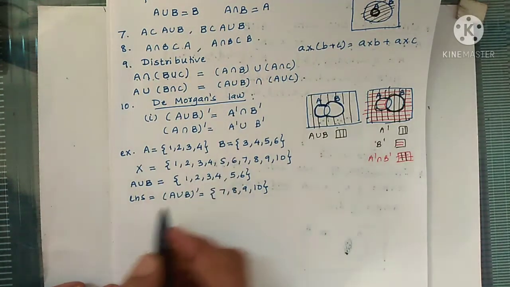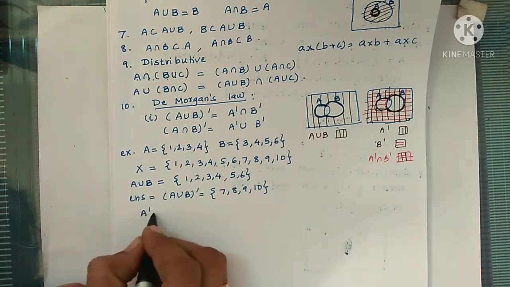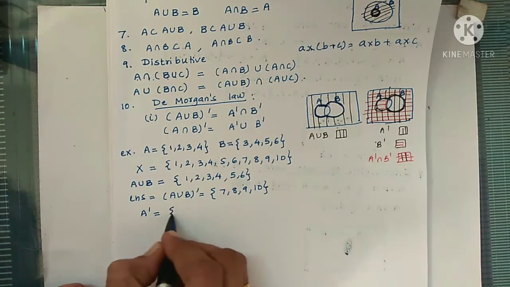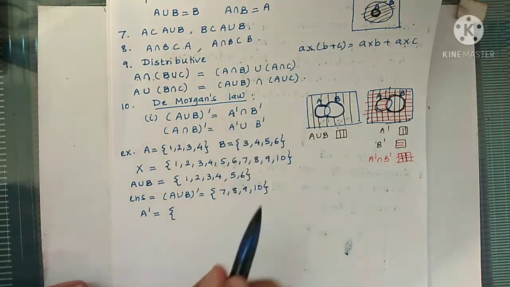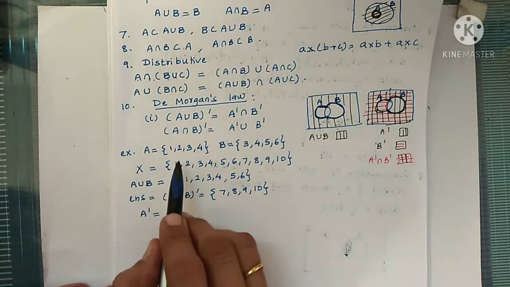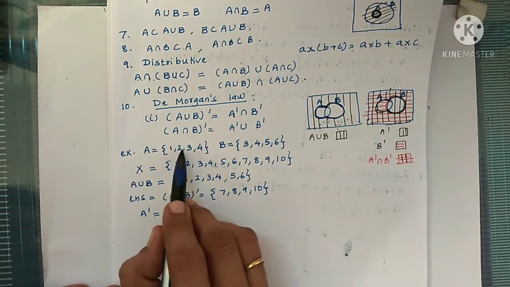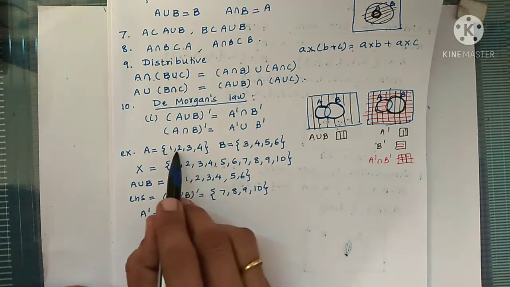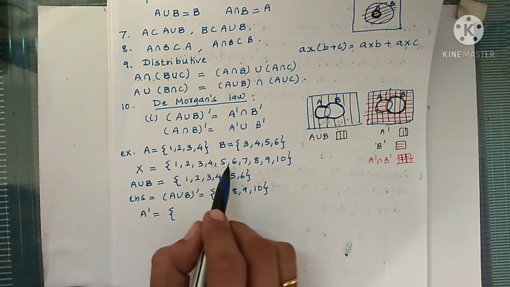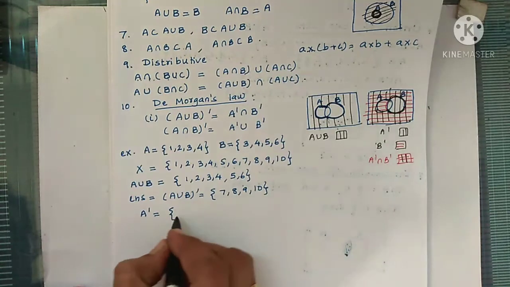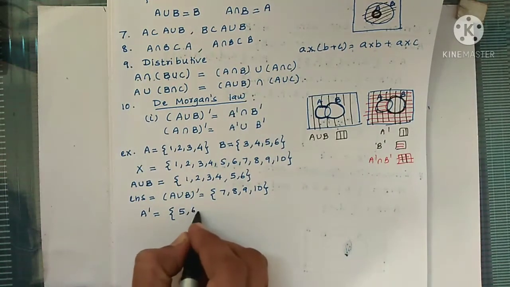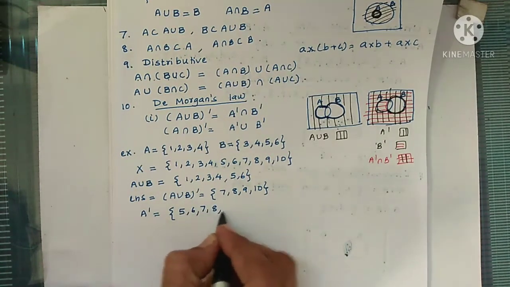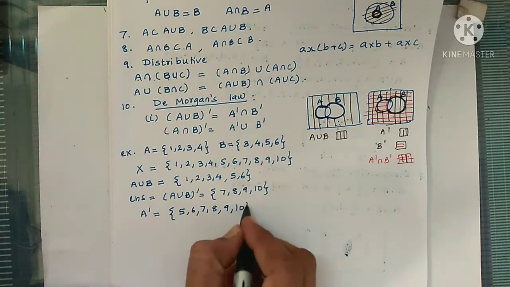Now for the right hand side, it is A dash intersection B dash. First let's write down A dash. A dash is the elements of X other than the elements of A. So 1, 2, 3, 4 should not be there as they are members of A. Write down the remaining elements, so those are 5 to 10: 5, 6, 7, 8, 9 and 10.